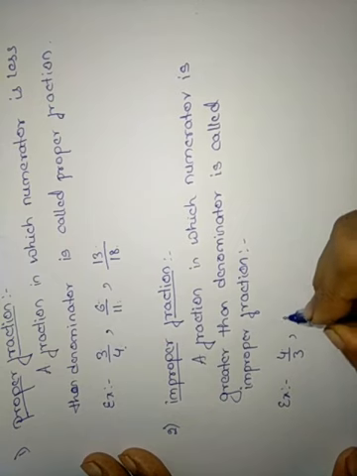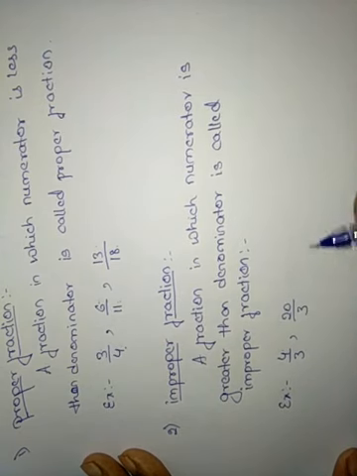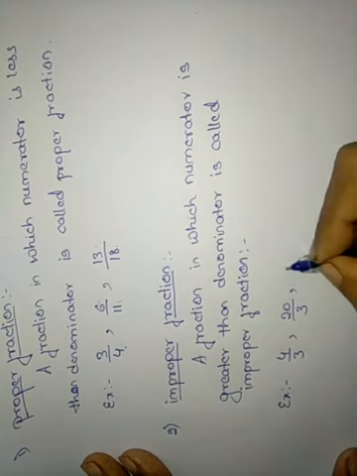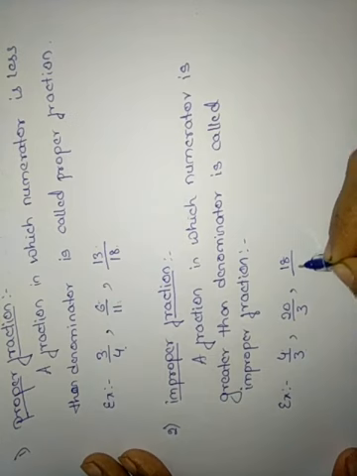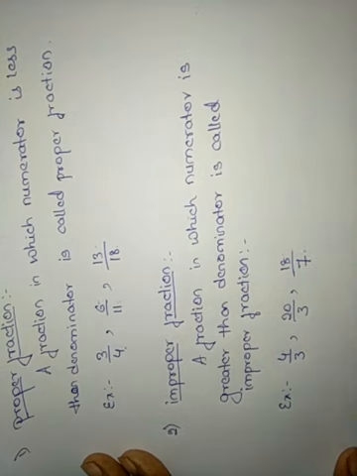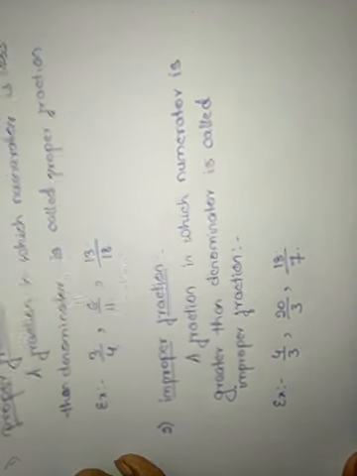Now second example, 20 divided by 3. Even 20 is greater than 3, means numerator is greater than the denominator. And third example, 18 by 7. Even 18 is greater than 7, right? So these are the examples for an improper fraction.